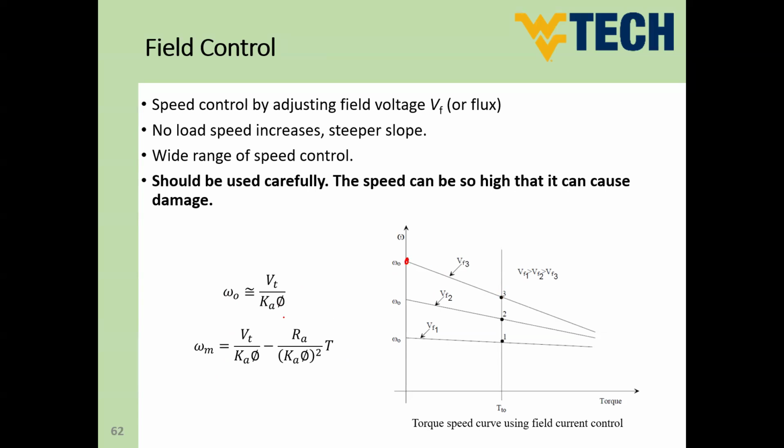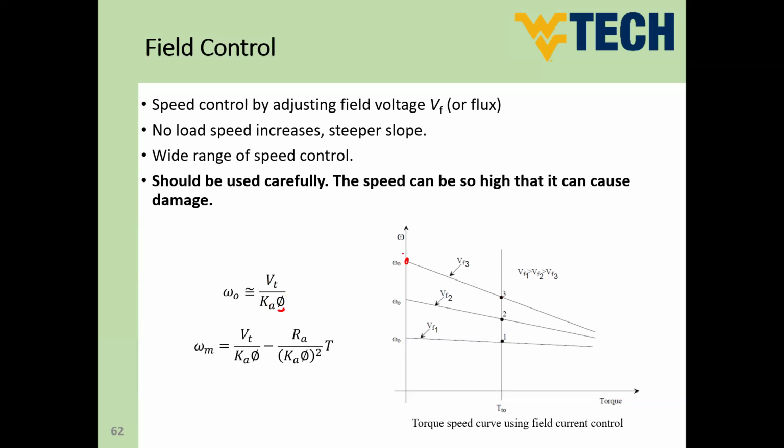If you compare the no load speed, you will find that omega naught equals Vt divided by Ka phi, which means with phi changing, if you increase phi, omega naught will decrease. If you decrease phi, omega naught will increase. So this is the effect, guys, here on the speed at no load.